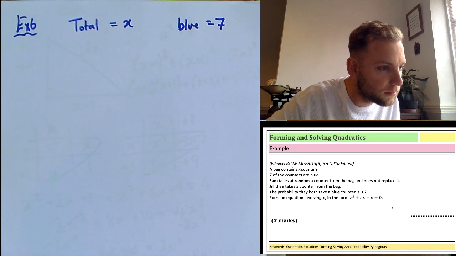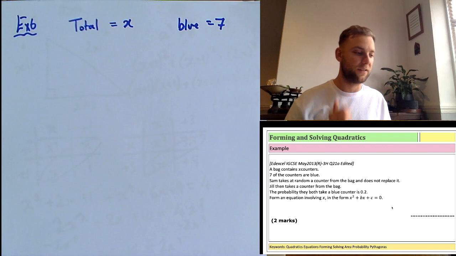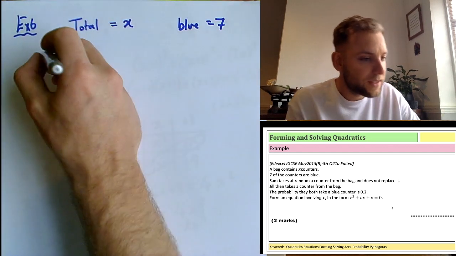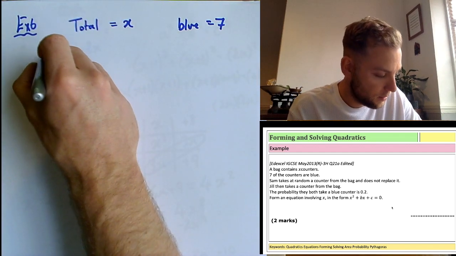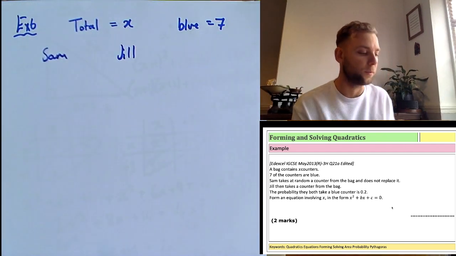Let's just check. No, it doesn't tell you what the colour of the other ones are, but we do know that 7 of them are blue. So Sam takes the first pick, does not replace it, and then Jill takes the second pick and does also not replace it.